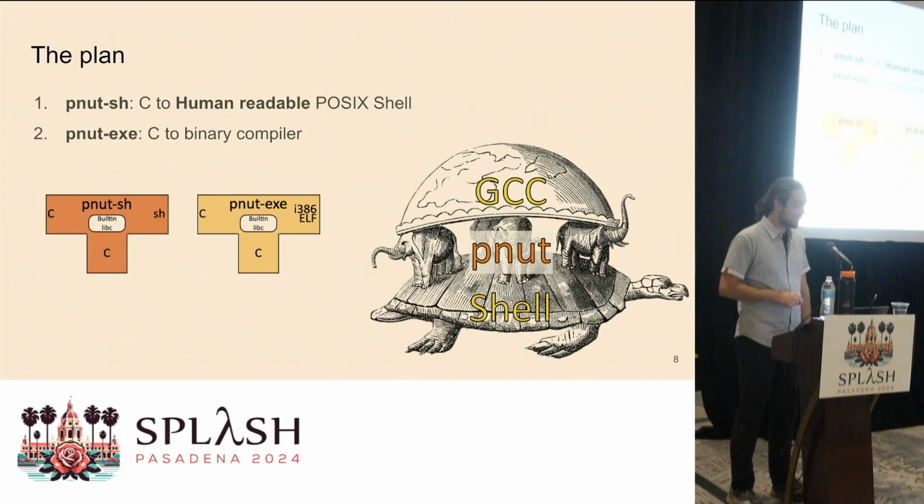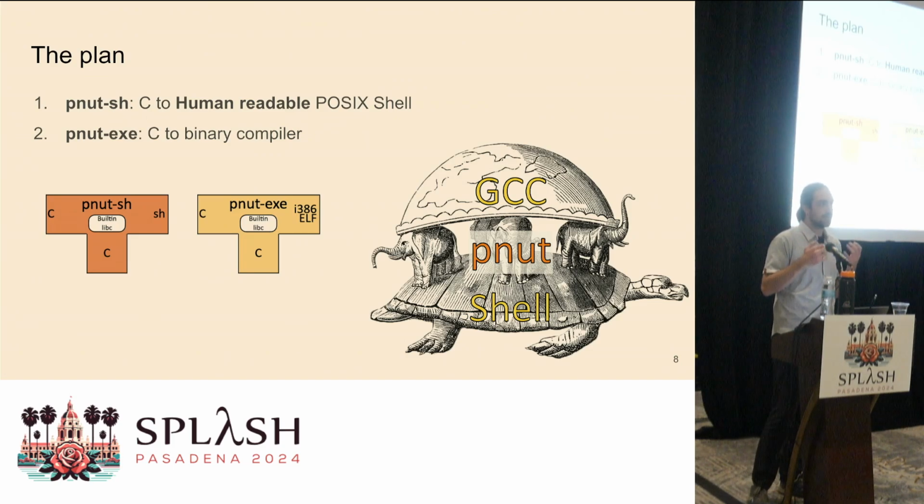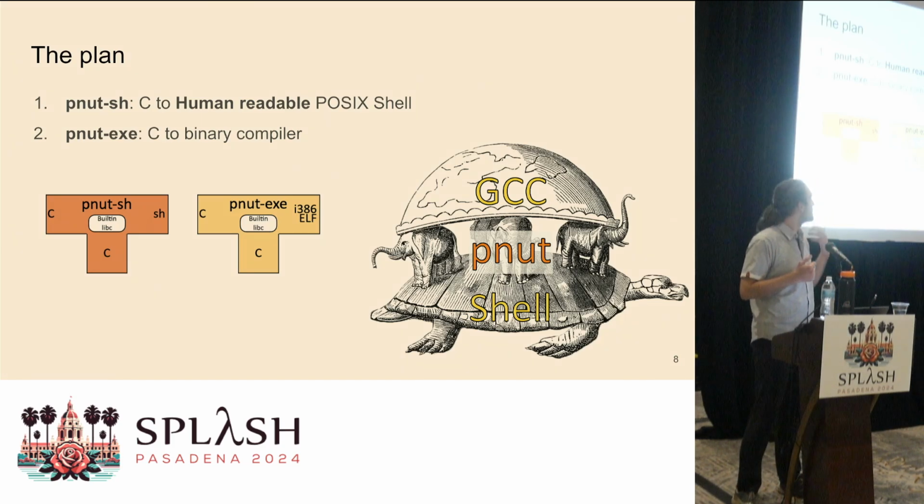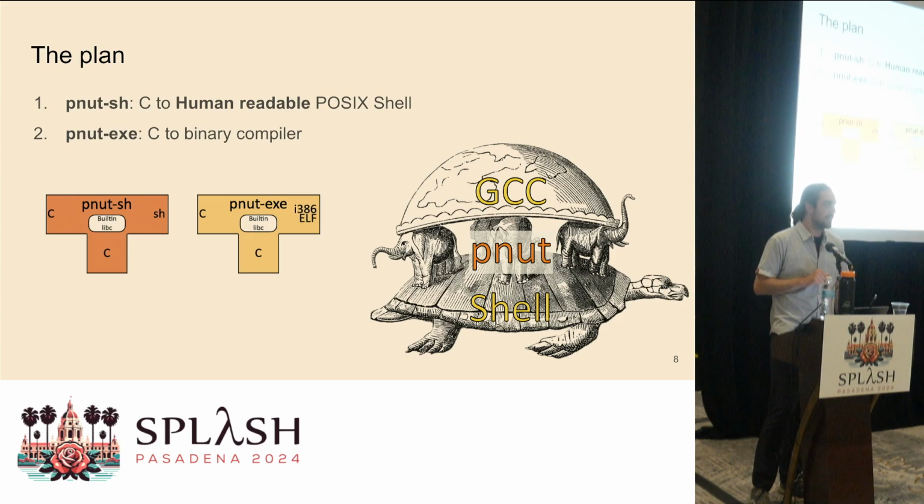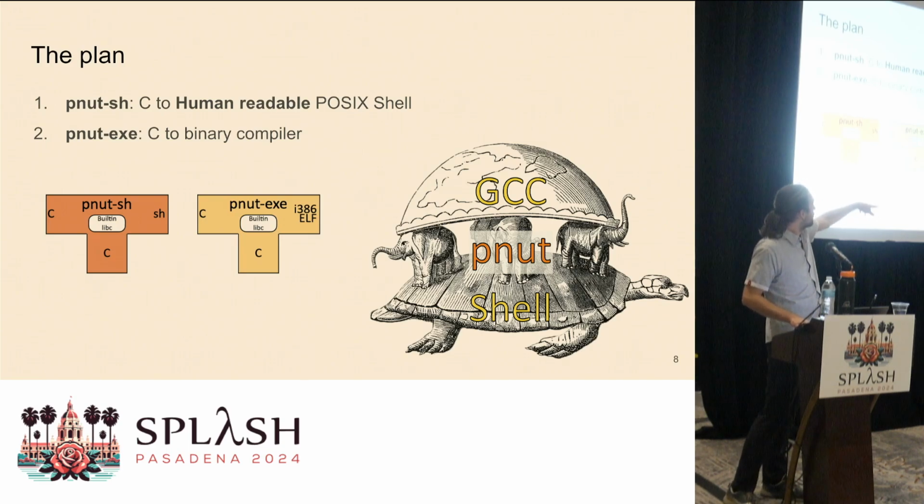And so our plan is to have two compilers. The first one is pnut-sh. It takes a certain subset of C and turns it into human-readable POSIX shell code. And then obviously, because GCC and TCC use certain constructs of C that cannot really be mapped to POSIX shell, we have a second compiler called pnut-exe that supports this larger subset of C and compiles it to binary code. And so we can see that pnut bridges the gap from the shell to GCC, which represents a world where, once you have GCC, you can compile basically everything.